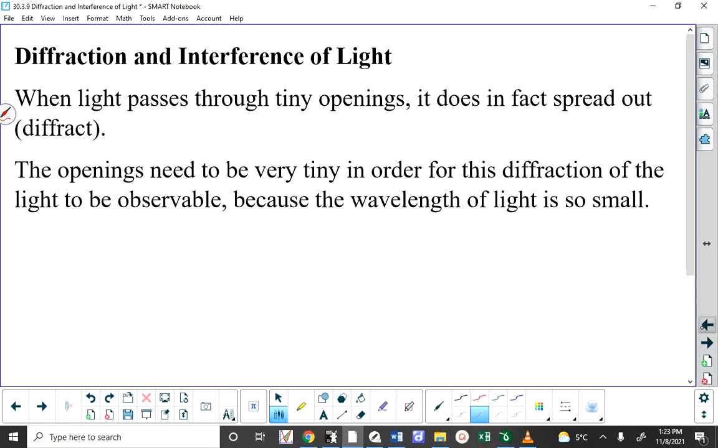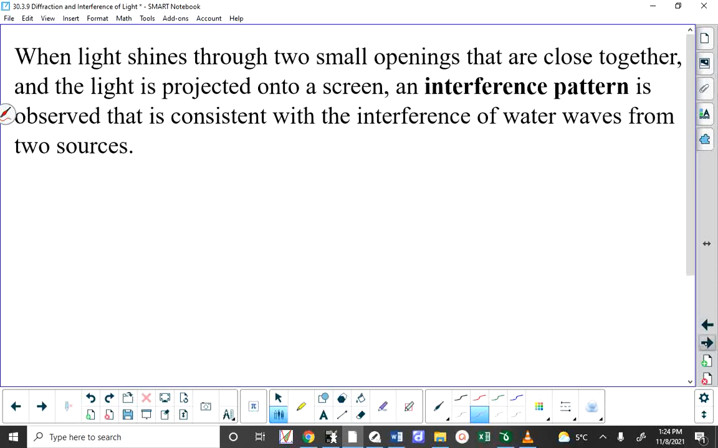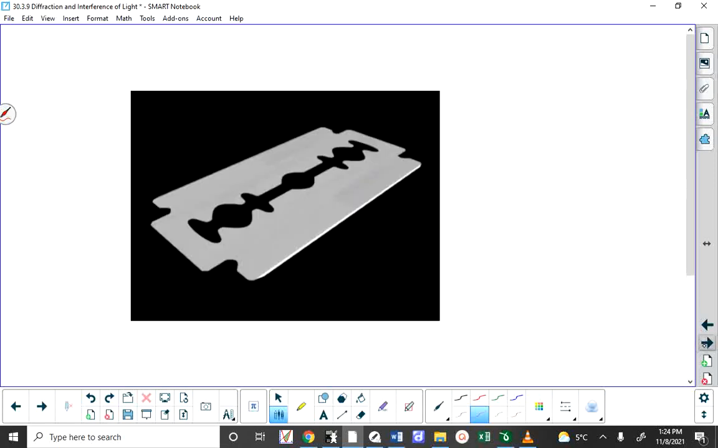So we don't normally notice this because the wavelength of the light is so small, and again, the opening has to be smaller than the wavelength. What are we talking about here? We're talking about 700 nanometers for red light. You need openings really, really tiny. So you don't normally see this. Thomas Young, I've already shown this all to you.